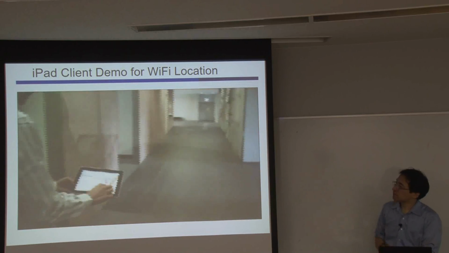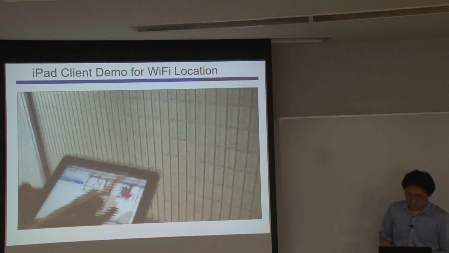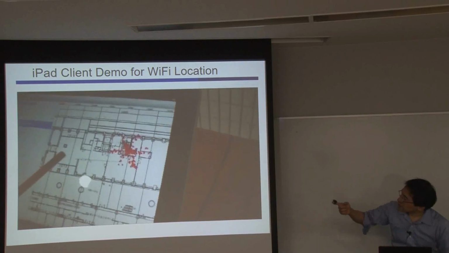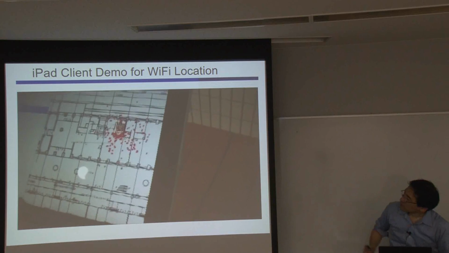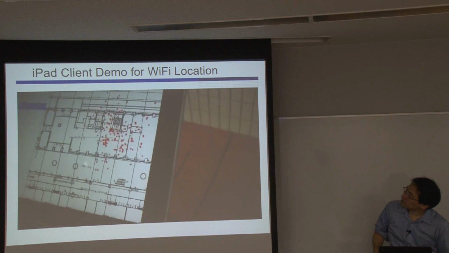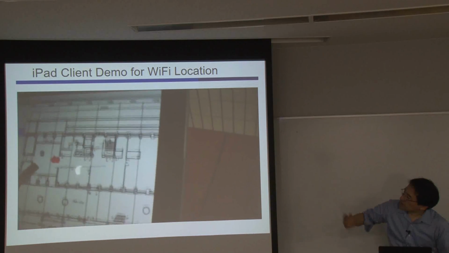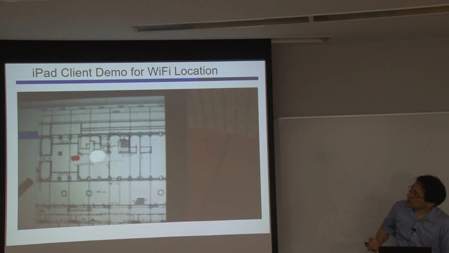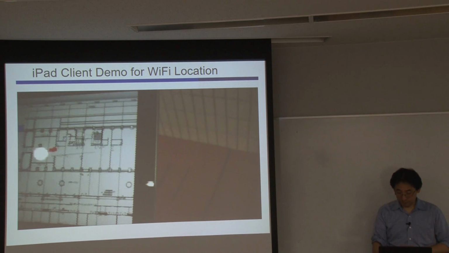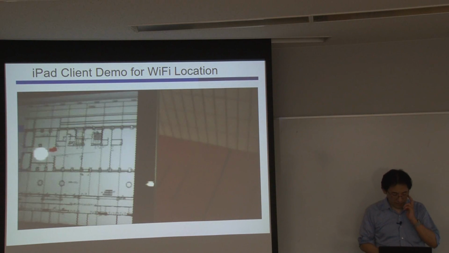When he moves, the particle comes. Now it's searching the area, and then finds it, but not a very close place, maybe a 5 meter difference. Okay, so this is the Wi-Fi.